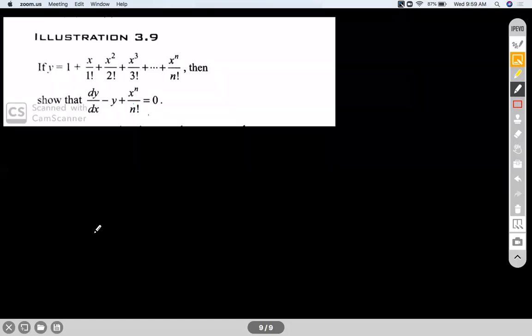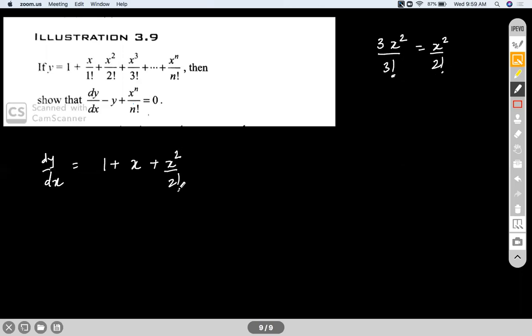Yes, sir. Done. Done? Awesome. Okay, so let's discuss this quickly. So dy by dx will be nothing but derivative of 1 will be 0. Derivative of x by 1 factorial will be 1. This will be 2x by 2 factorial, which is x. This is 3x square by 3 factorial. By the way, 3x square by 3 factorial is as good as saying x square by 2 factorial. Similarly, the derivative of x to the power 4 by 4 factorial is 4x cubed by 4 factorial, which is x cubed by 3 factorial. So you'll get x cubed by 3 factorial.